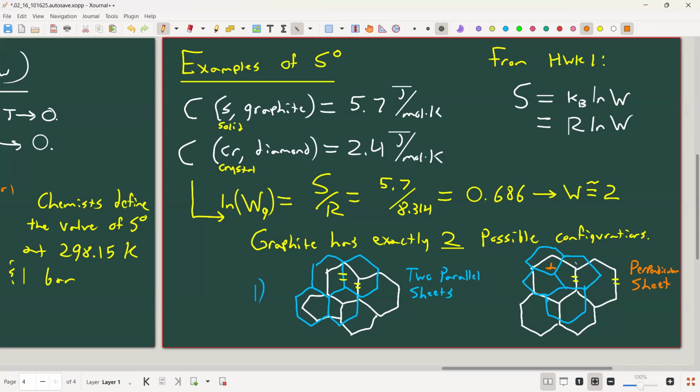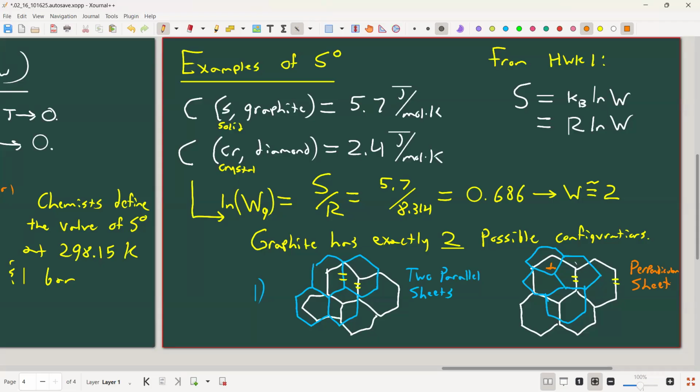These are both equally possible because at the bulk limit, there's really no difference in terms of the interaction energy. They're both basically equally likely. And so therefore the entropy is exactly R log 2, because there's two different ways to do it. And this is what I mean by a perfect crystal. Graphite would be a perfect crystal if there was only one configuration. If there was one configuration, W would be 1, log of 1 is 0. Entropy would be 0. So a perfect crystal is a crystal that has only one possible arrangement of its atoms.